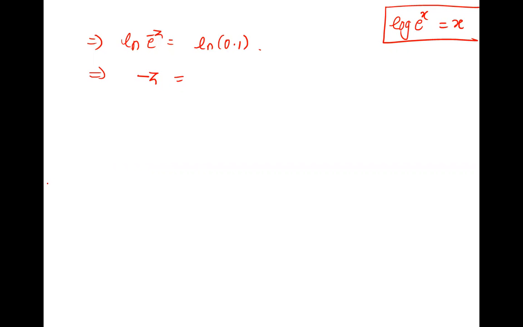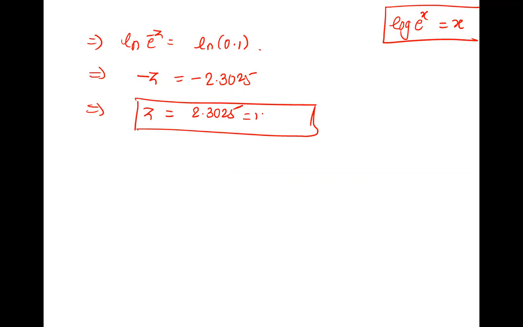Can you find? Minus 2.302. Again, one more digit. 2.3025. Correct. So we need Z on both sides. Negative sign is there, just cancel it. So 2.3025 is your Z, which is also called mean. So we got the mean.